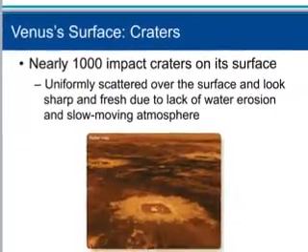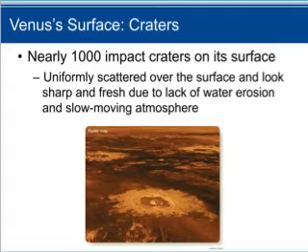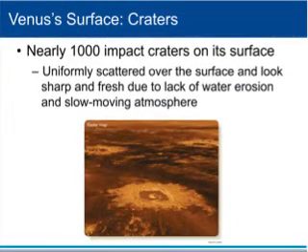And then the craters. There are about 1,000 impact craters on the surface of Venus, and they're pretty uniformly scattered over the surface, and they look really sharp and fresh or new due to the lack of water erosion. So in this image right here, again, it's a radar map, and you could still see this if it were black and white, but I guess it just looks a little more pleasing to the eye to use orange and various gradations of orange.